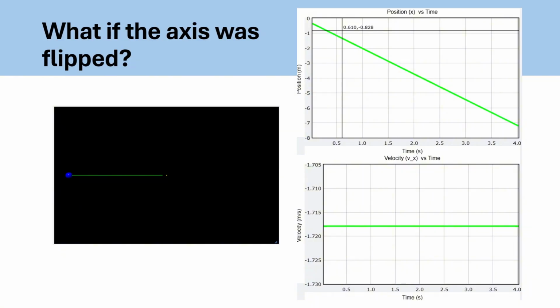The ball will move in the negative x direction. You can see in the position time graph it is going down, while in the velocity versus time graph, it is constant, however velocity is now negative.